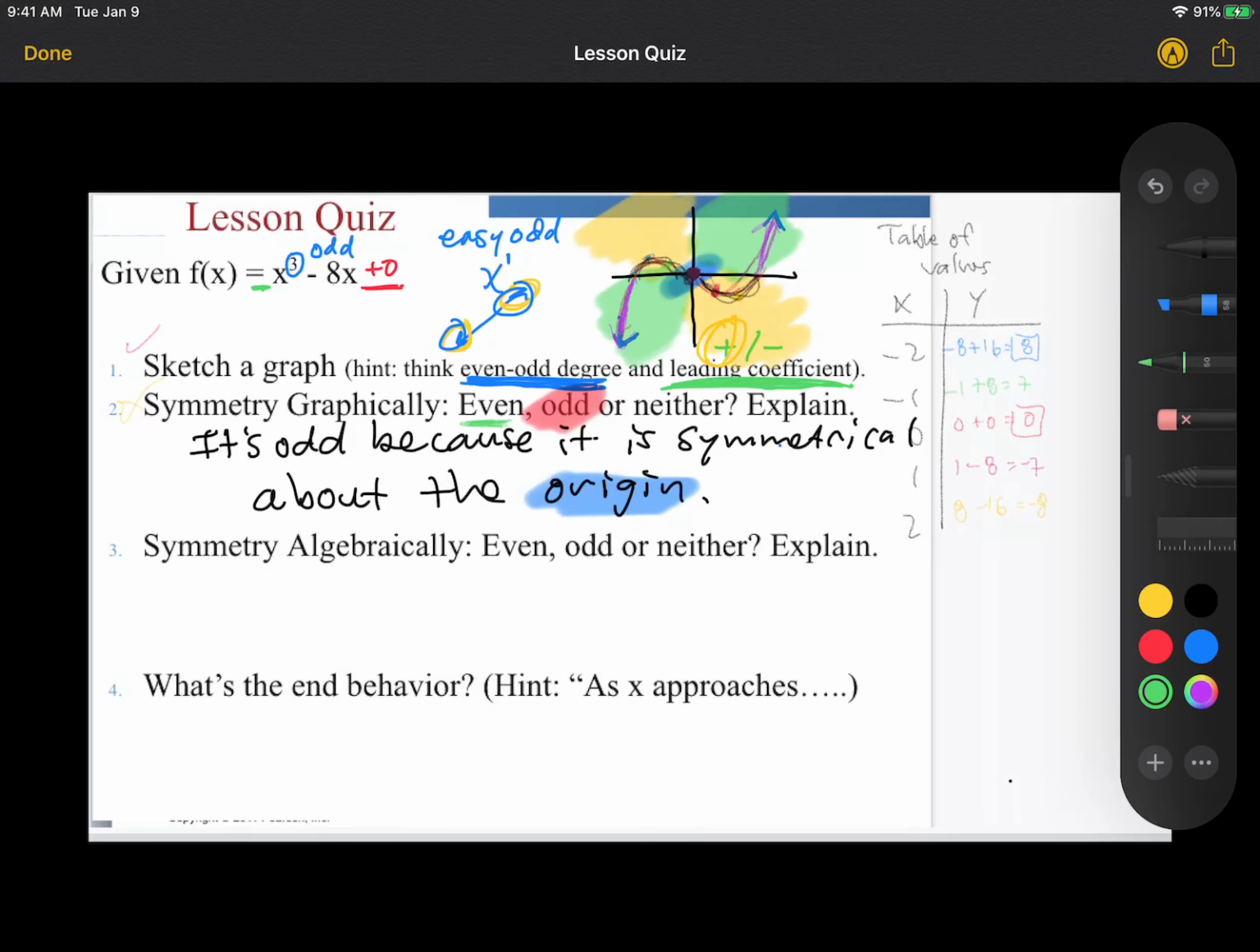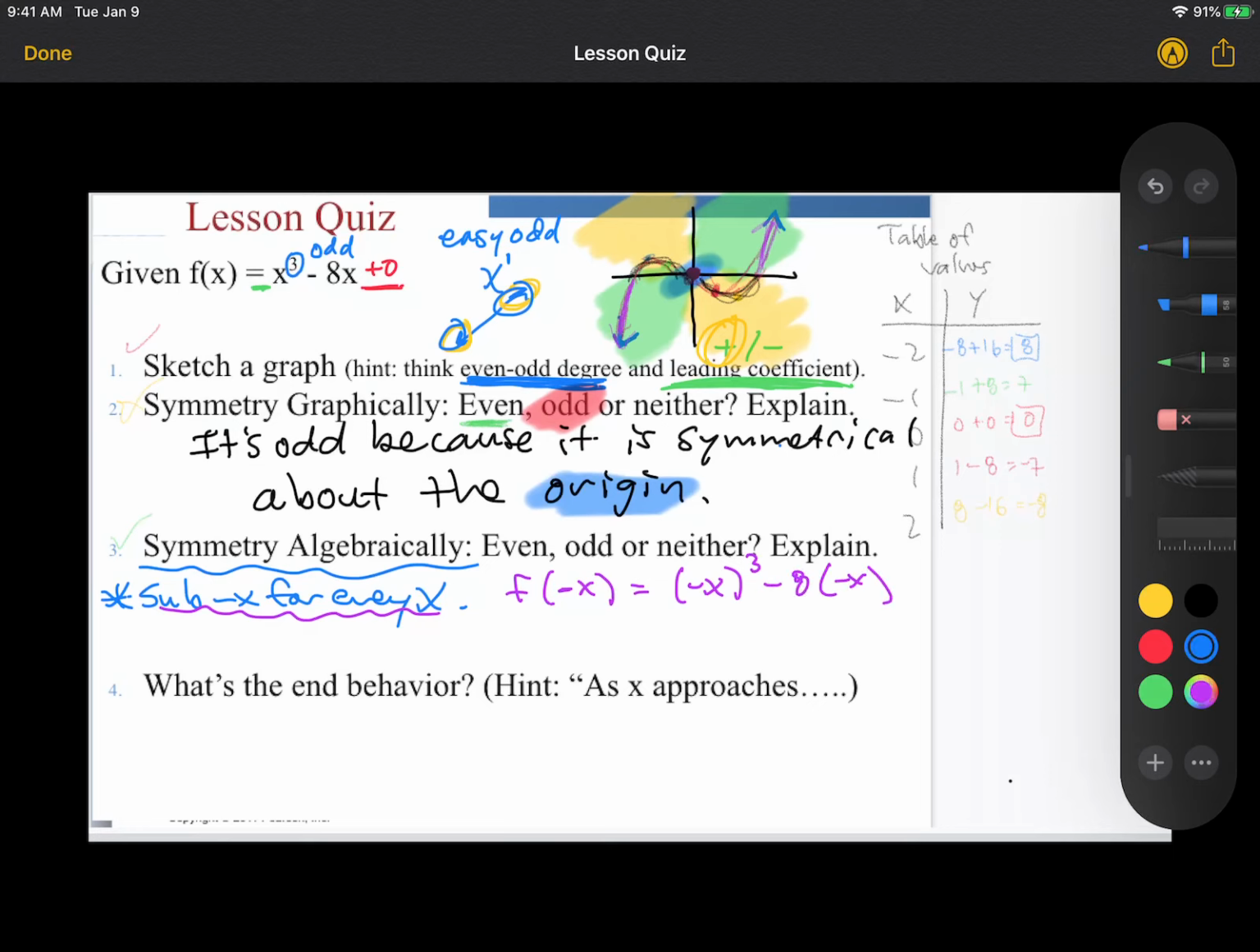Okay, symmetry algebraically. This was yesterday's lesson. How do you do that? Well, you basically need to sub negative x for every x. If I have this problem here, I have f of x, and for every x value, I'm going to put in negative x. Negative x, negative x, negative x. And we're just going to simplify the right side. Negative x times negative x times negative x. Negative times negative is a positive, positive times a negative is negative. So negative 8x cubed. And this will become positive 8x.